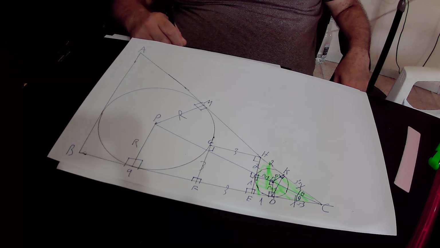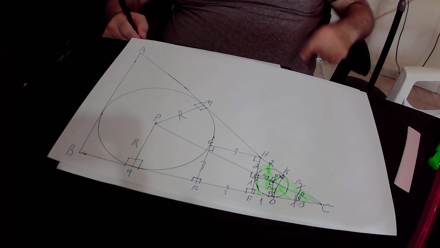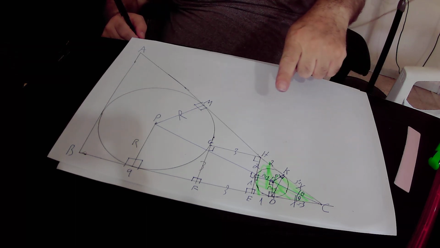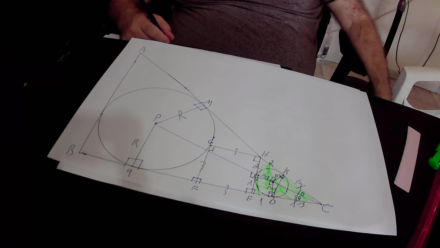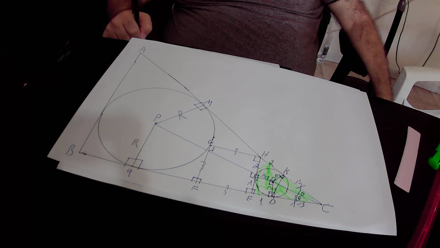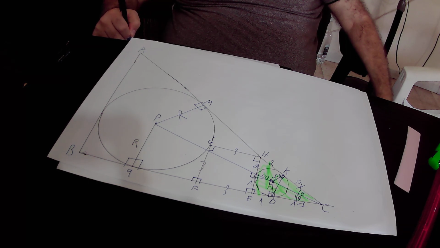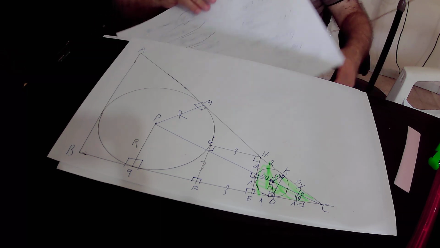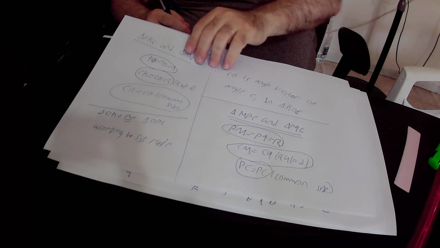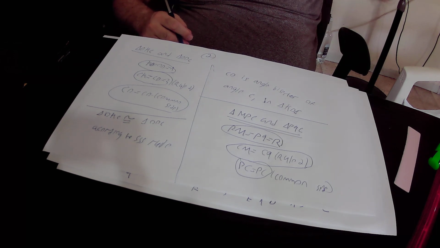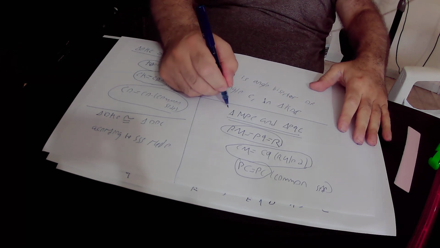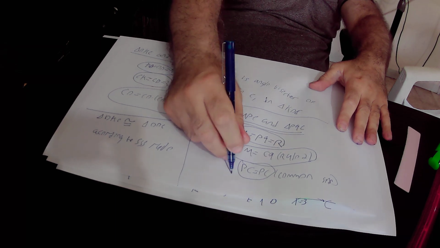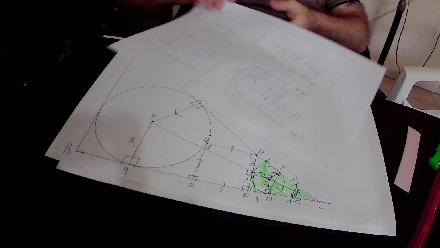And finally, PC is a common side that belongs to both triangles, so PC equals itself. So we actually proved that the two big right triangles are congruent according to the side rule. So I write it down.